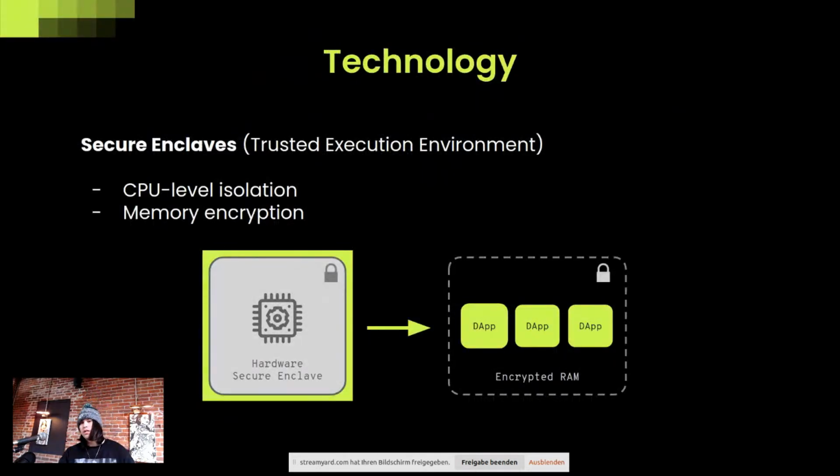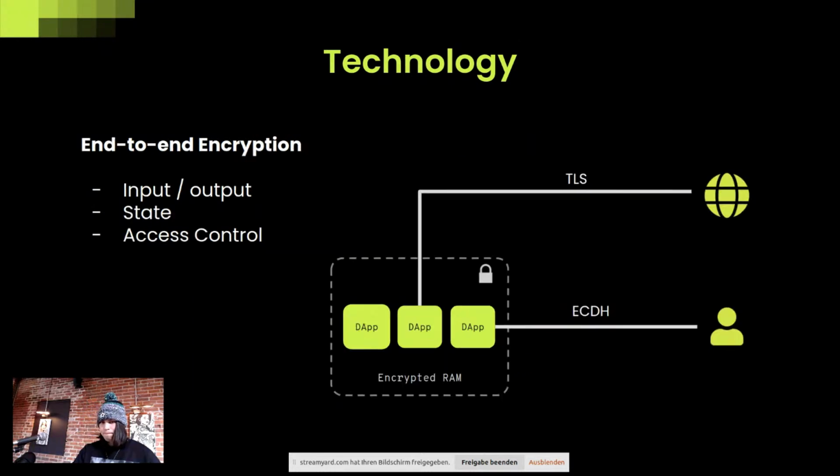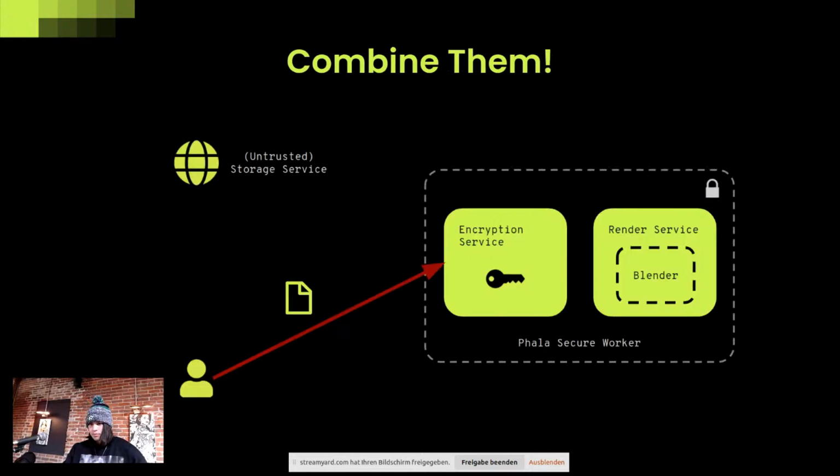So with the two technologies that we're using here, here's the secure enclave and the trusted execution environment. We have the CPU level isolation and then memory encryption. And then combine that with the end-to-end encryption with the input and output, and then our access control can be programmed within there. So what we do is combine them.